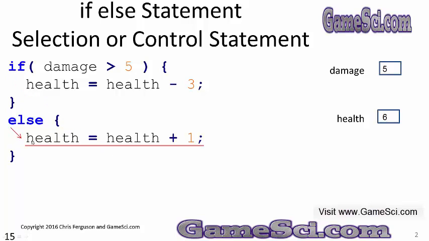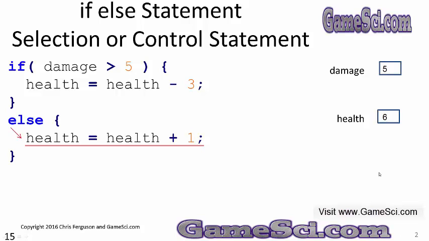When it executes the code in the else, it'll go inside this block. Everything between these two curly braces will execute when the condition is false. Health equals health plus 1. We've bumped the health variable back up to 6. So there you have it. There's two full examples of tracing the if-else statement through both paths the program could take.